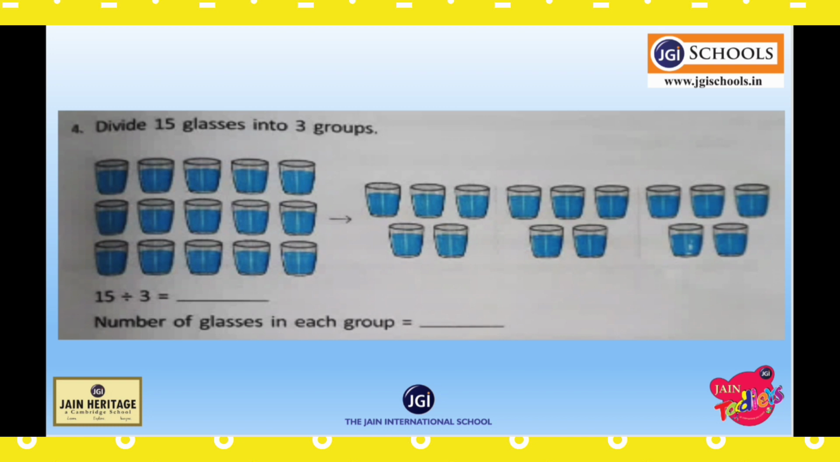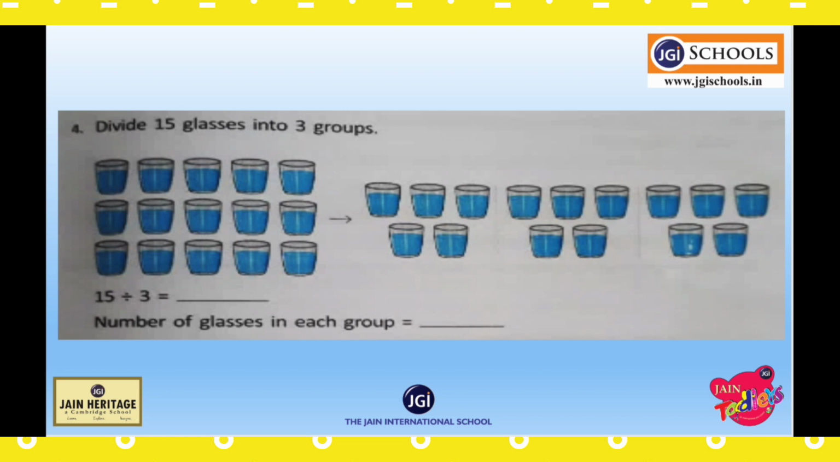Similarly, how many glasses are there in total? 15 are there, right? Can you count them? And it is also given in the question. Divide 15 glasses into 3 groups. So total 15 are there. We have divided them into 3 groups. So how many are there in each group?